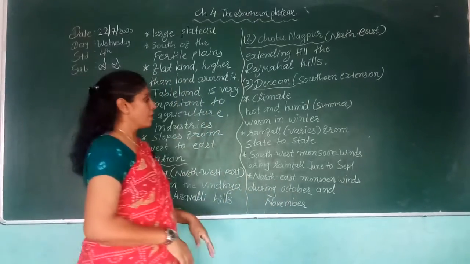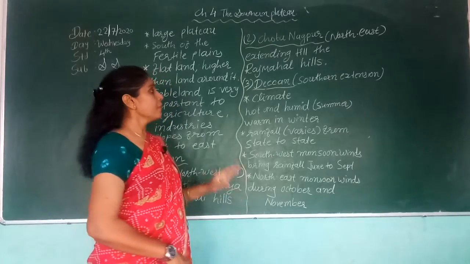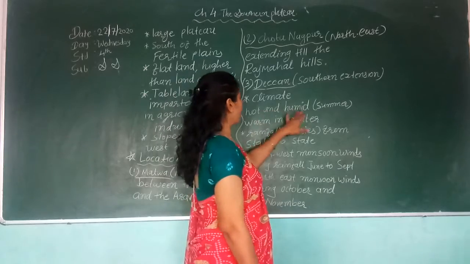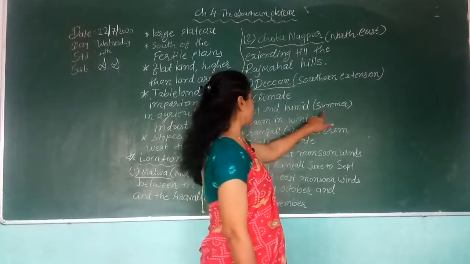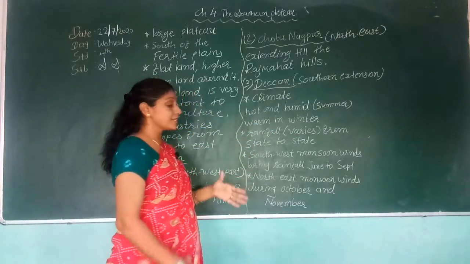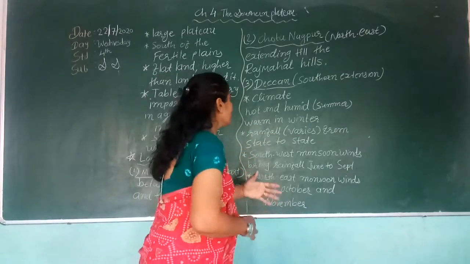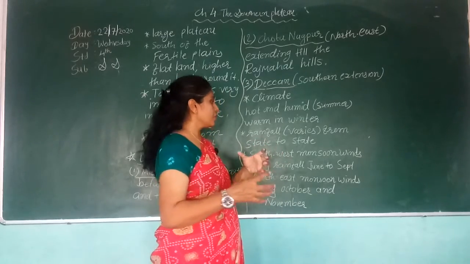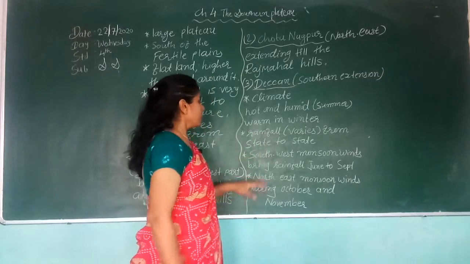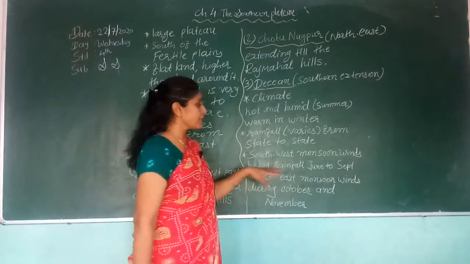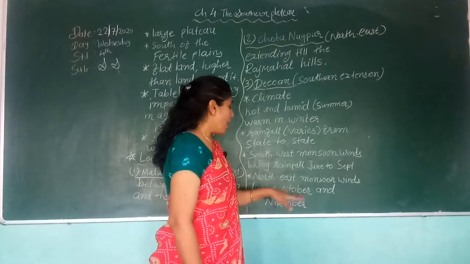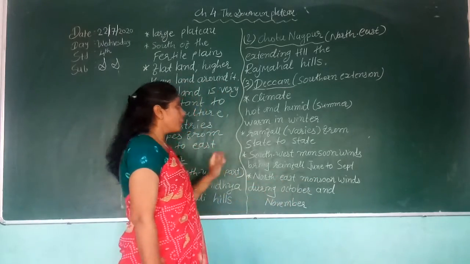So the climate is hot and humid in the summer season and warm in winter. Rainfall varies from state to state. October and November, both of those.